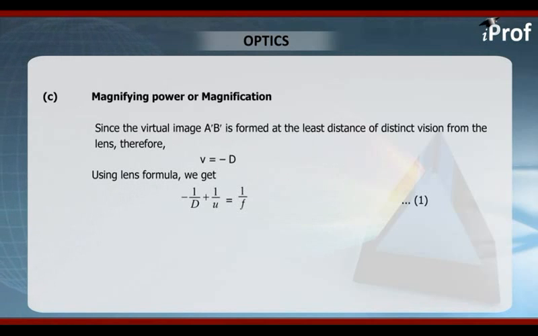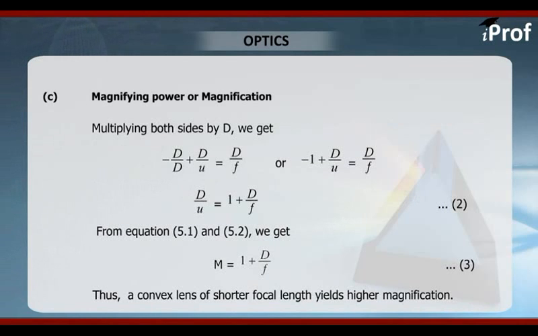Since the virtual image A'B' is formed at the least distance of distinct vision from the lens, therefore v is equal to minus D. Now using the lens formula, we get the equation 1 over minus D plus 1 over u is equal to 1 by f, and this on rearrangement gives us the value of D by u, which is 1 plus D by f. Hence the expression for magnifying power of simple microscope is 1 plus capital D by f.